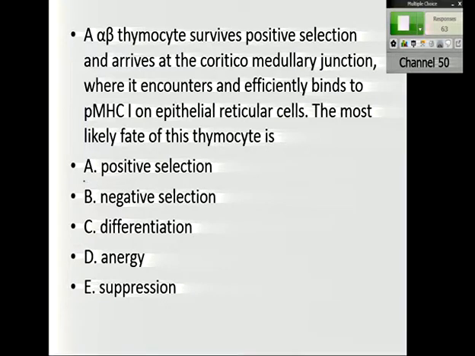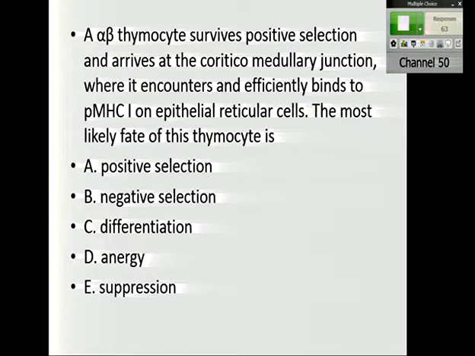Okay? Pardon me? Because it is on the epithelial reticular cells. They are not, yes. Yes, that's how sometimes they denote. P means a peptide is there in the MHC1 groove. Okay? It survived.